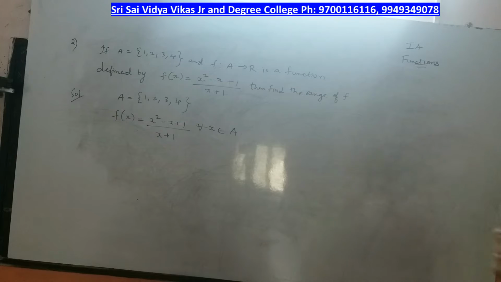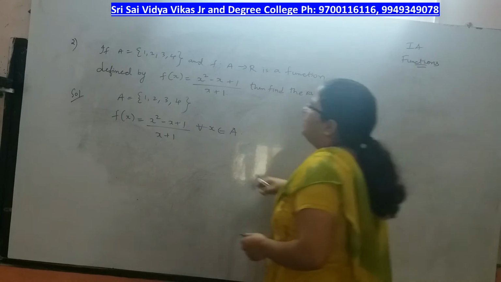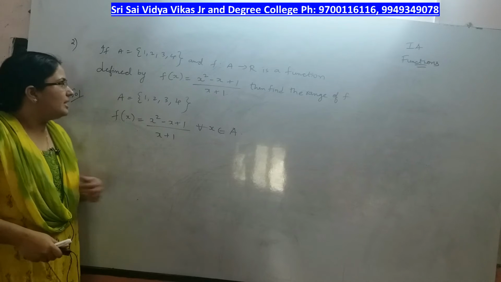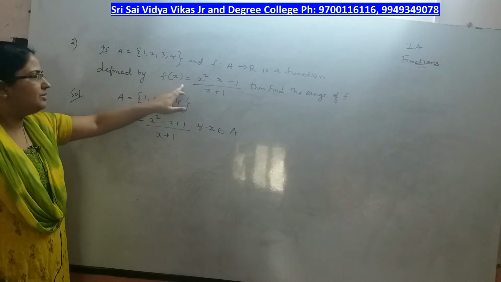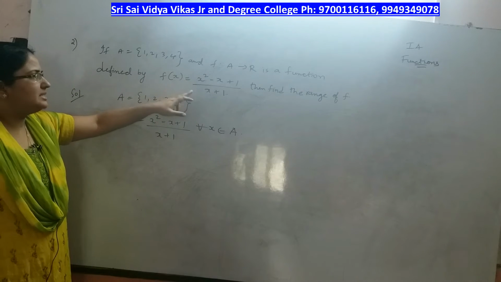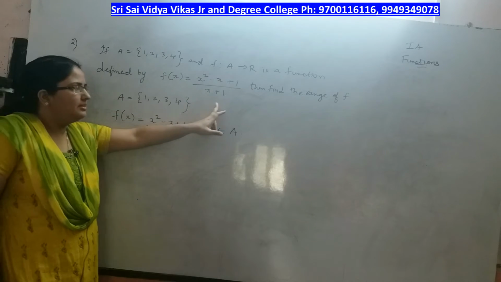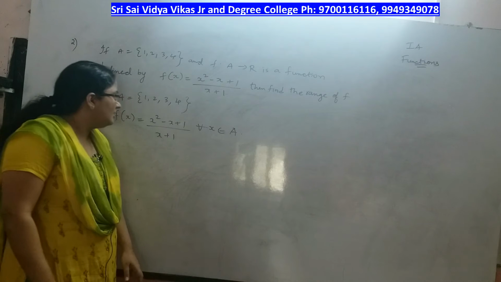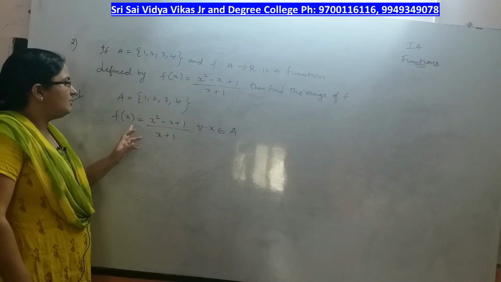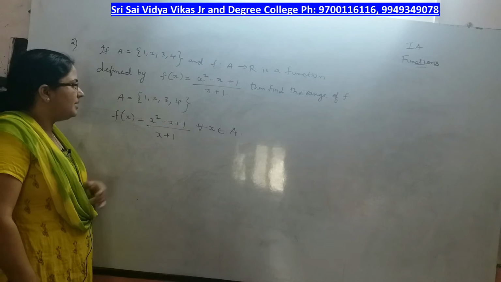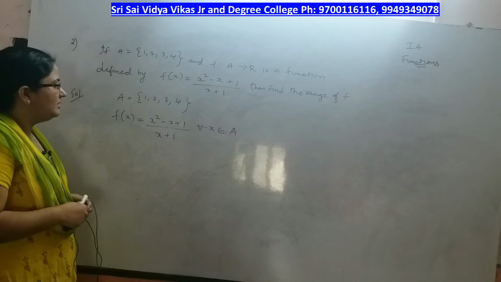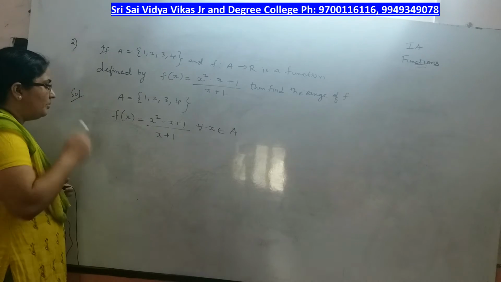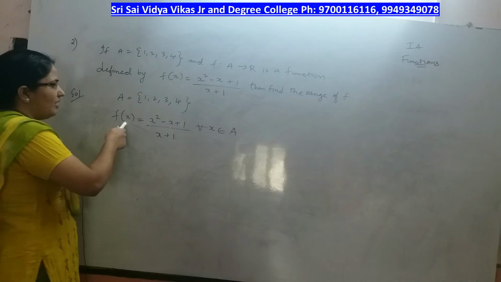If set A is equal to {1, 2, 3, 4} and f maps A to R is a function defined by f of x is equal to x square minus x plus 1 by x plus 1, find the range of f. So here f of x is equal to x square minus x plus 1 by x plus 1. You have to find the range of this function. So put values from 1 to 4.